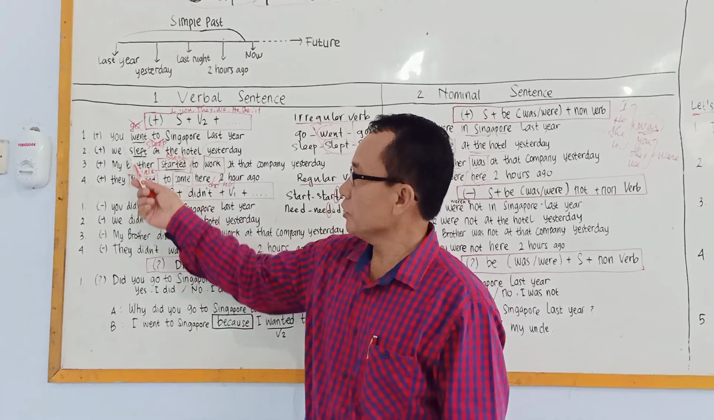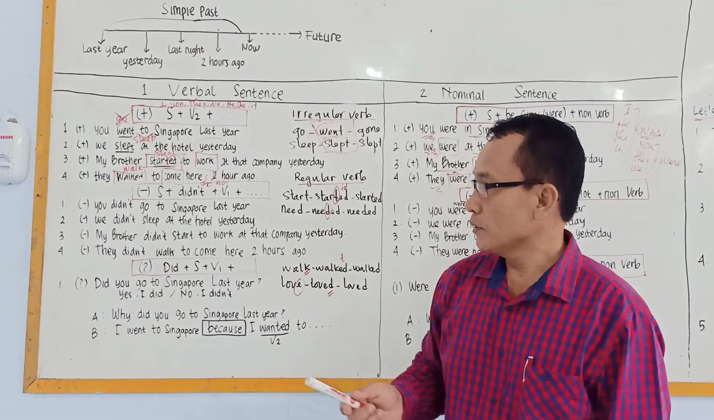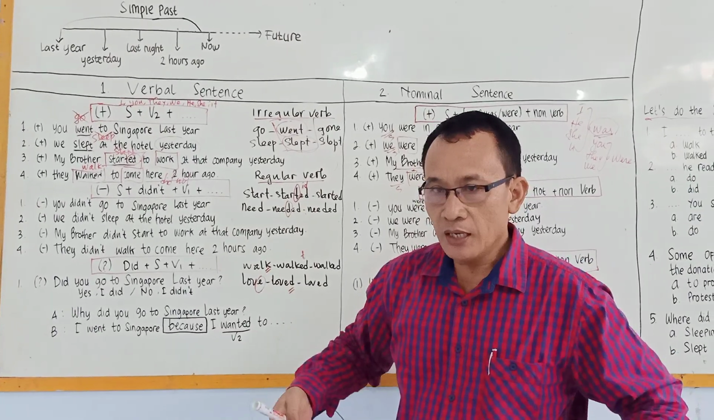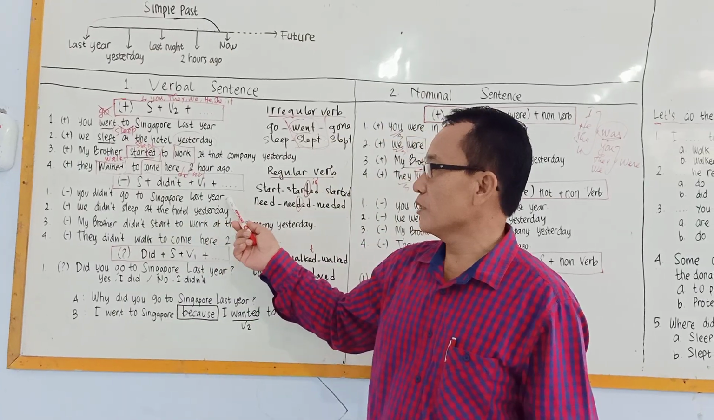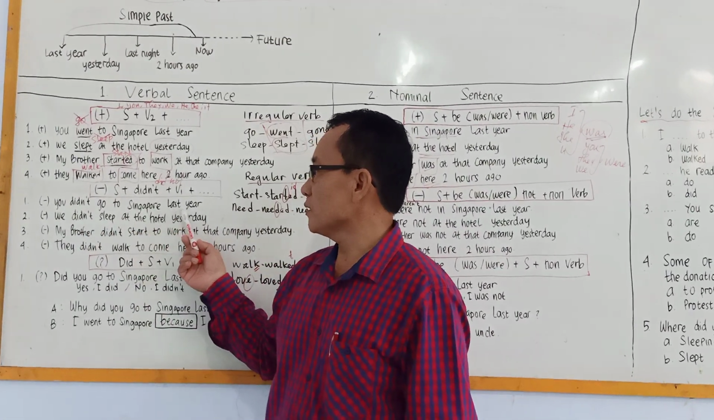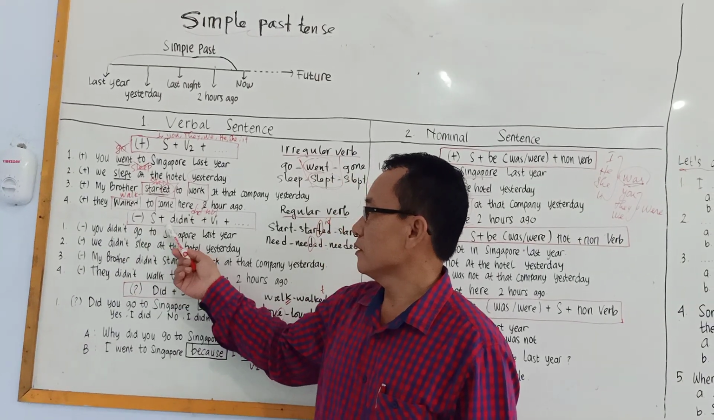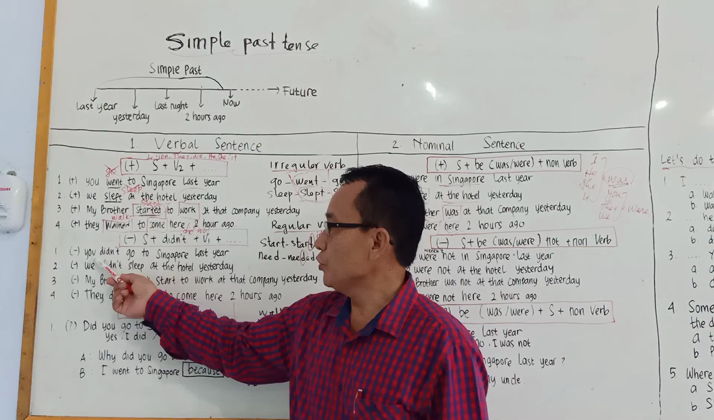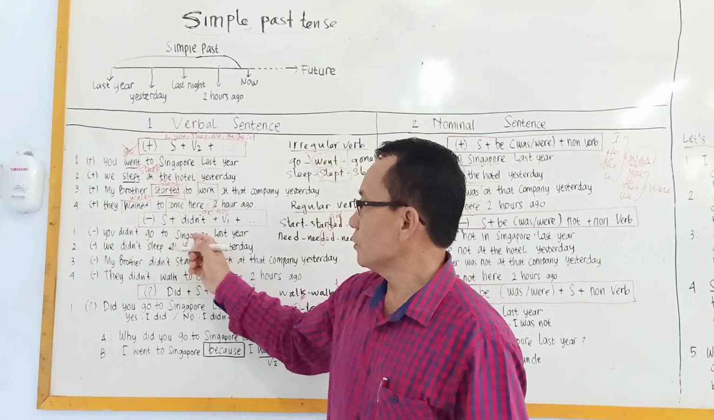Number 1, you went to Singapore last year. This is positive. So negative: you didn't go to Singapore last year. How do we get didn't? It is the formula. Subject plus didn't. You didn't. Okay, so it is the formula. Go.